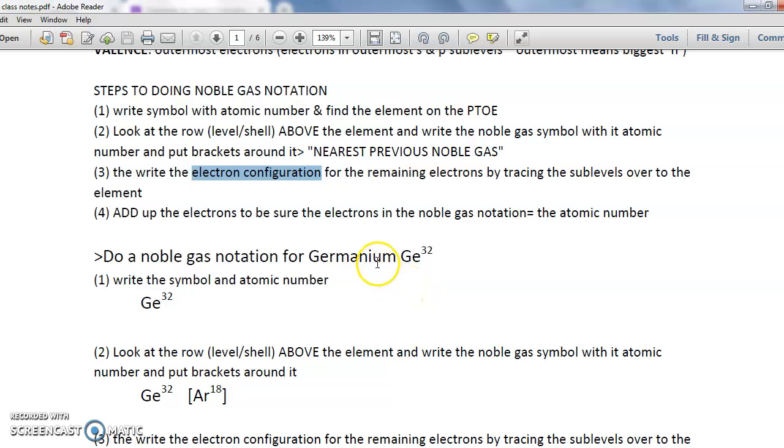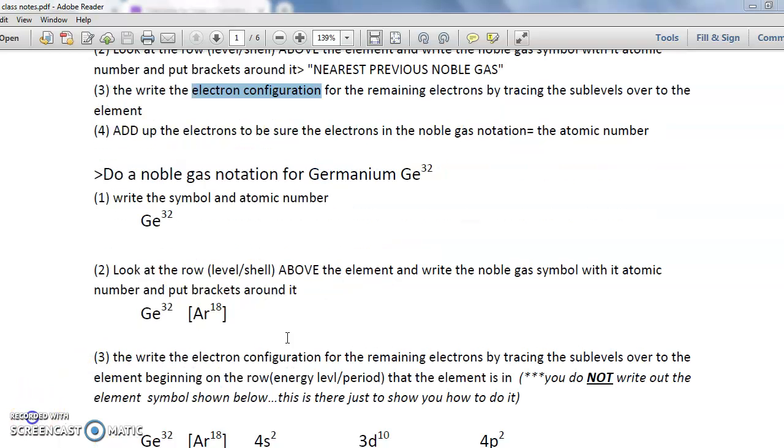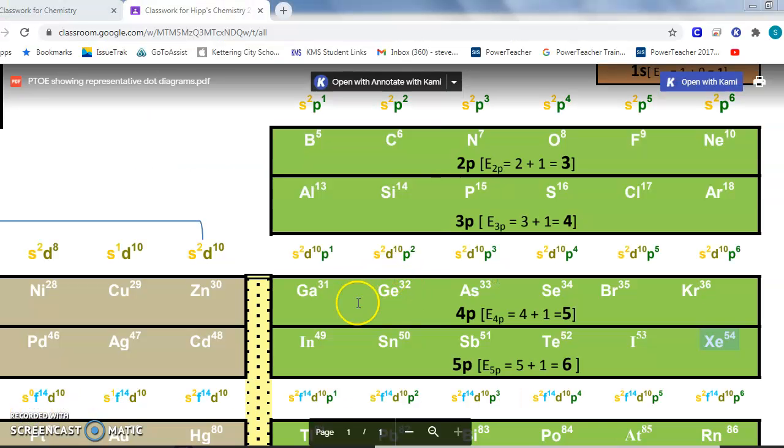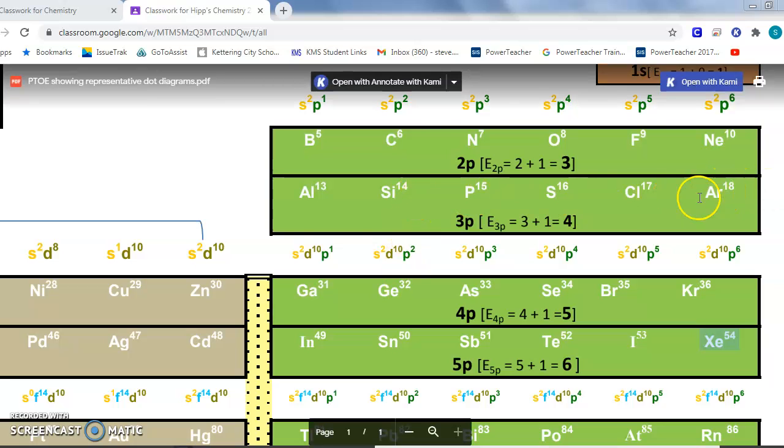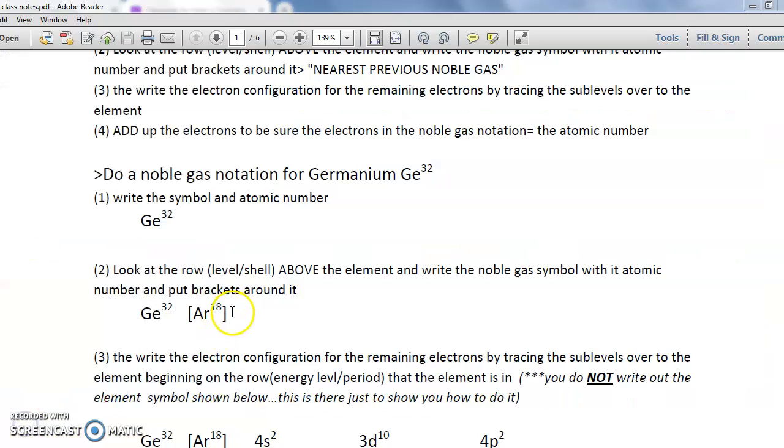Let's take a look at doing a noble gas notation for germanium, number 32. First, we write the symbol germanium 32. Then we look at the row above germanium and find the noble gas. So here's germanium. This table is really useful. The order of filling table makes this really easy to do. But here's germanium 32. We bounce to the row above it and go to the end. There's argon 18. So inside the brackets, we put argon 18.